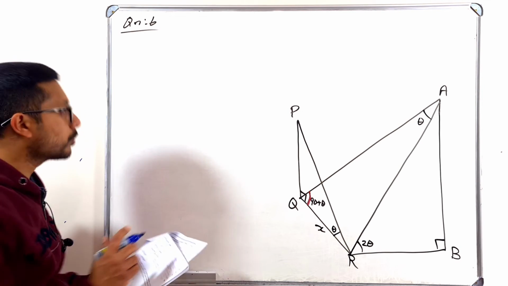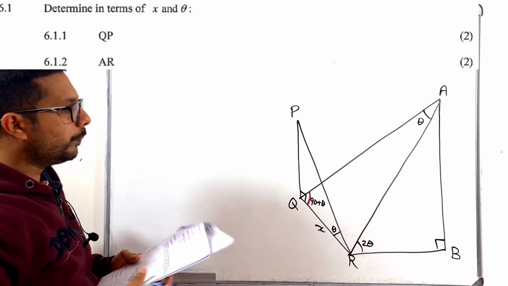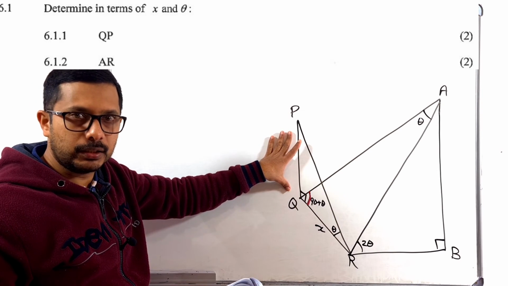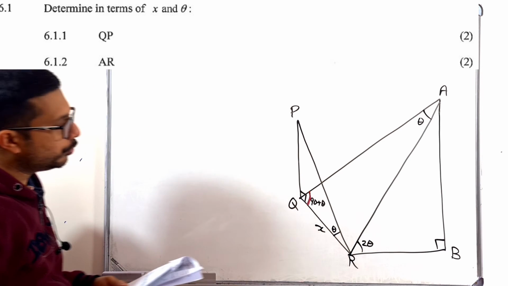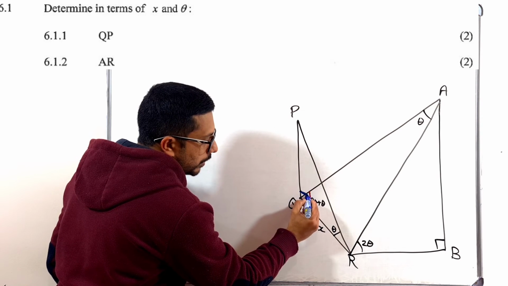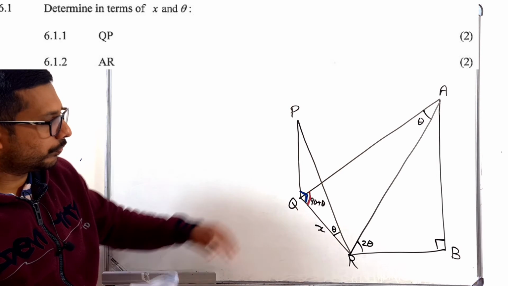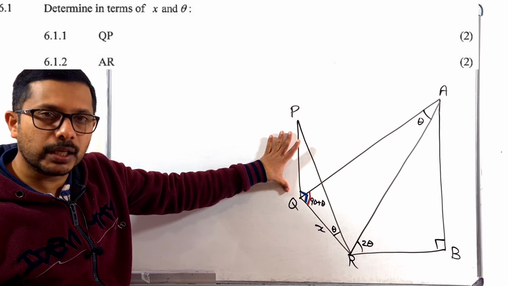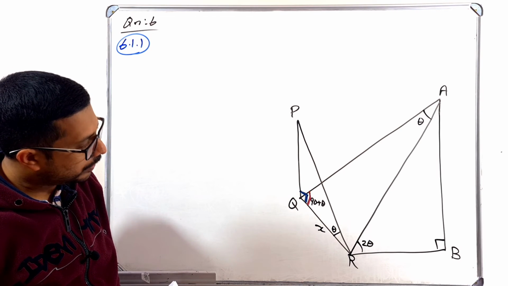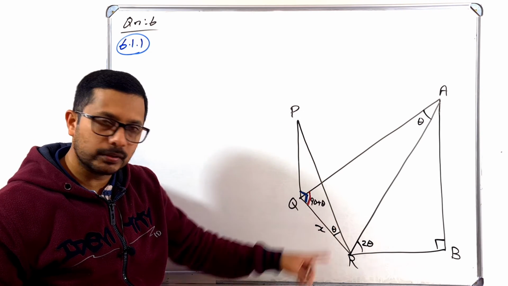And what is the first question? 6.1.1: QP. You have to find the length of this QP in terms of X and theta. So how can you find the length of QP? Have you seen this one? This is 90 degrees. This angle is given. Look at your question paper. That angle is 90 degrees. And you have to find this QP in terms of X and theta. X is this one, theta is this one, okay.